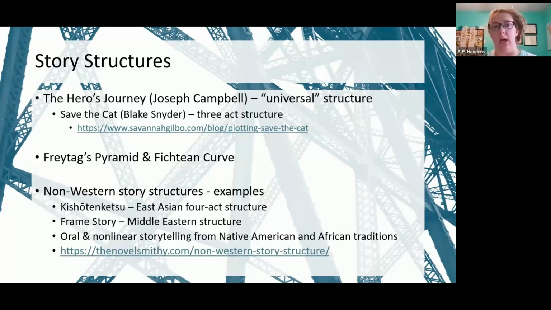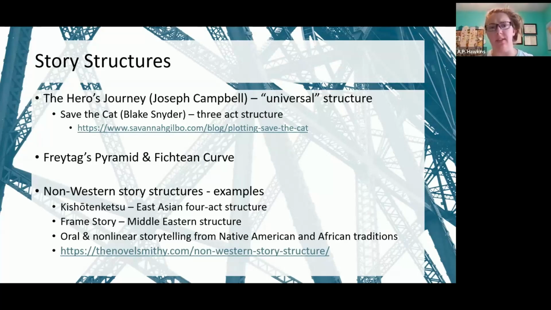It's kind of based on the hero's journey. And this is actually, even though it was developed for screenwriters, a lot of writers find it helpful to follow a Save the Cat type of structure when they're writing their stories. So definitely check that out.